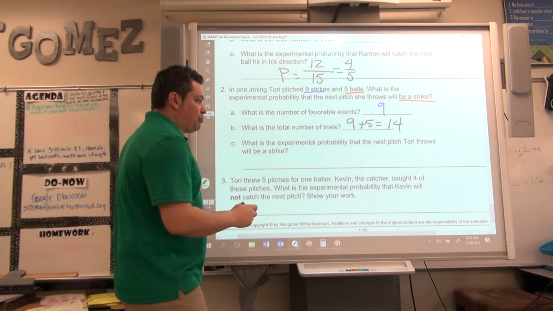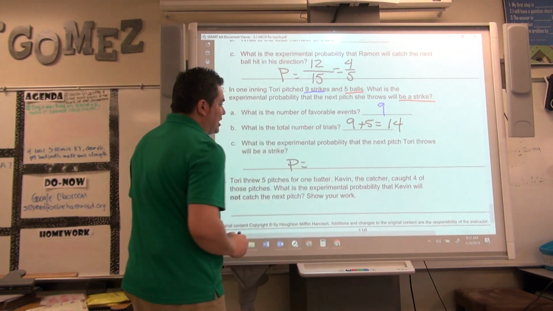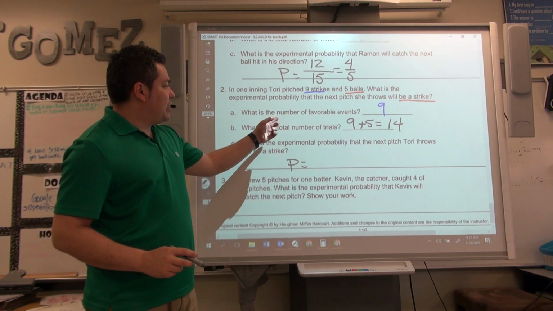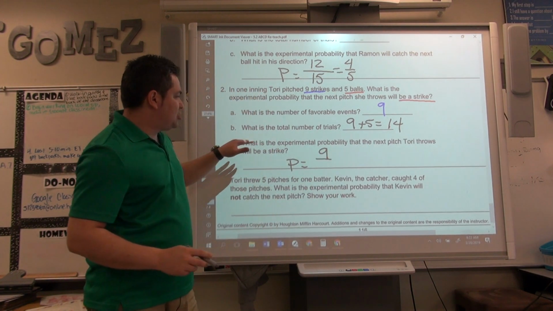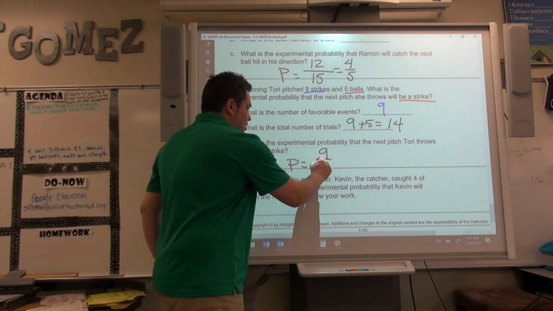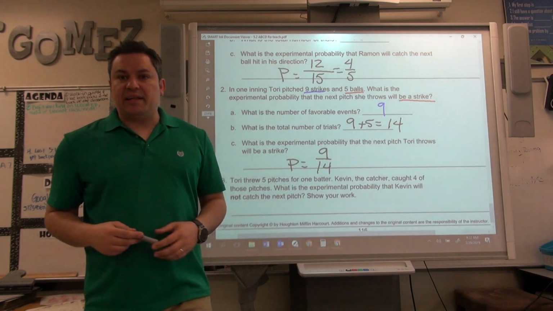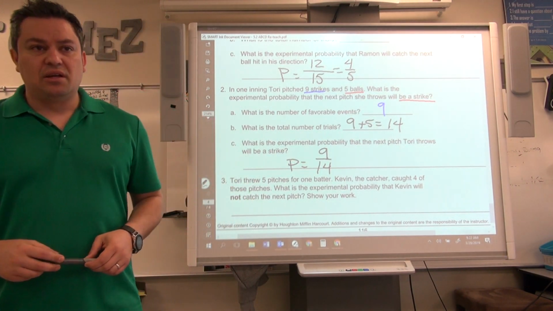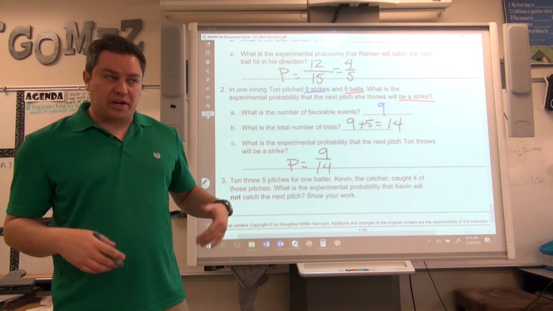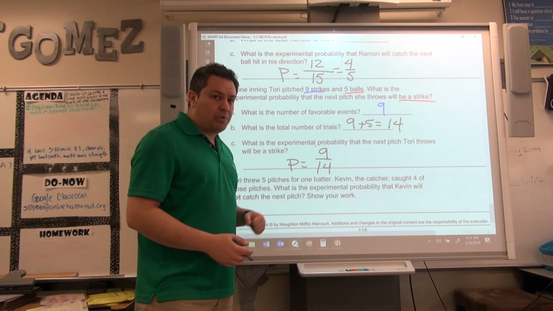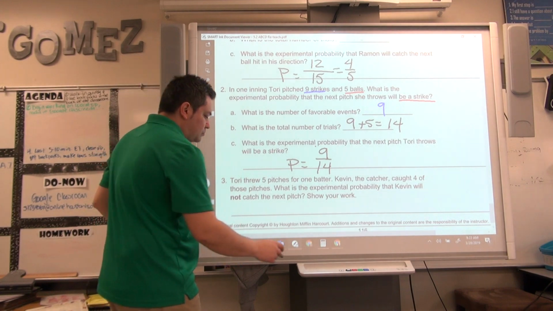What is the experimental probability? Again, the number of favorable events, which is 9, over the total number of trials, which is 14. Can we simplify that fraction? 9 over 14. We cannot, but we can convert to a percent or decimal. Again, to divide, it's top in, bottom out. I'm not going to do that right now.